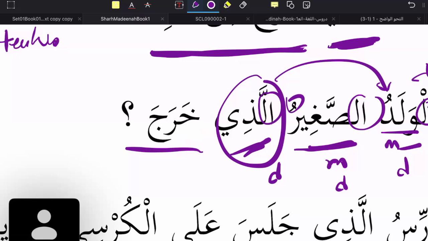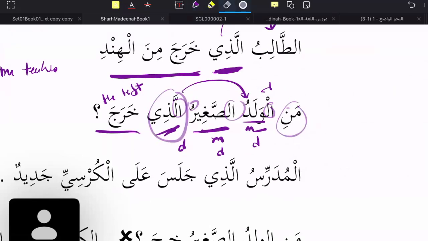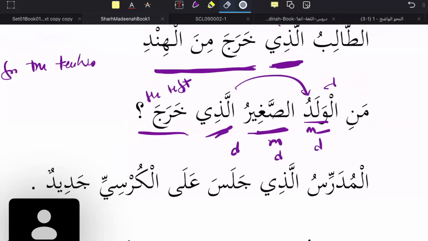Kharaja. Kharaja is he left. So how would you translate this one? Al-waladu saghiru alladhi kharaja. We have a question: who is the small boy who left? Make sense? So hopefully you are paying attention to the way alladhi is being used here.